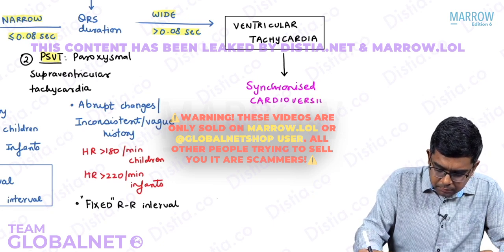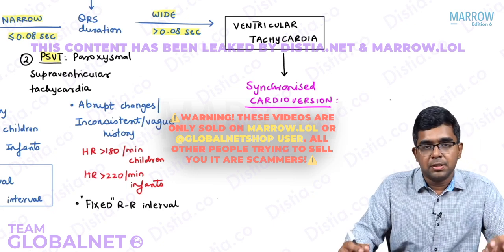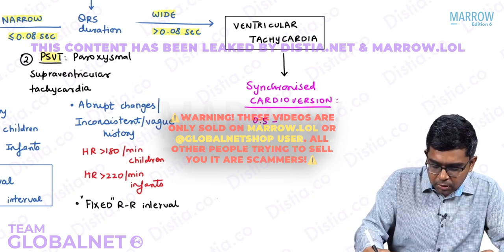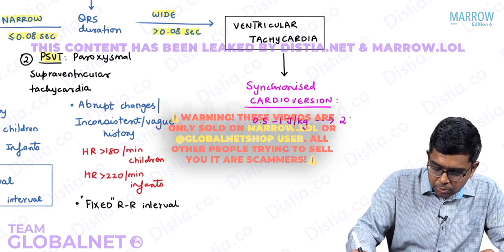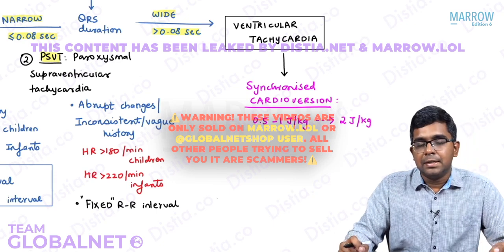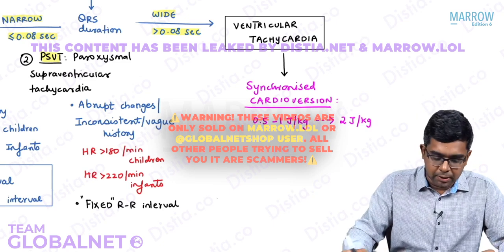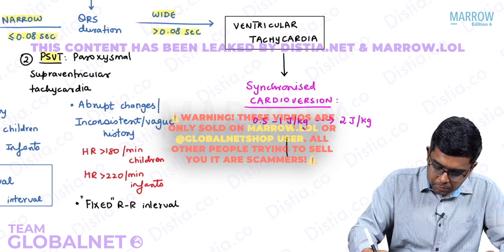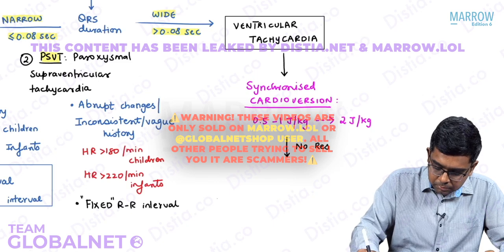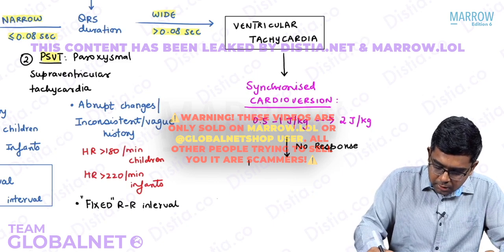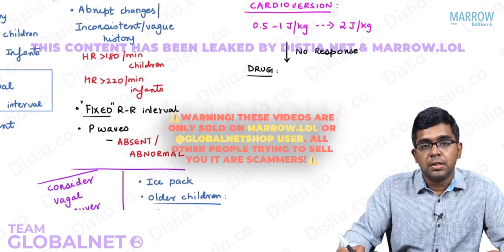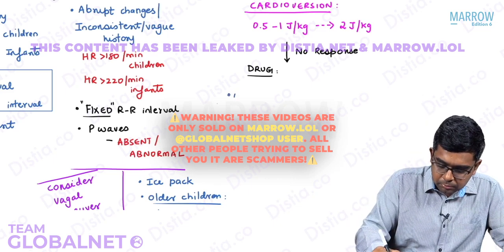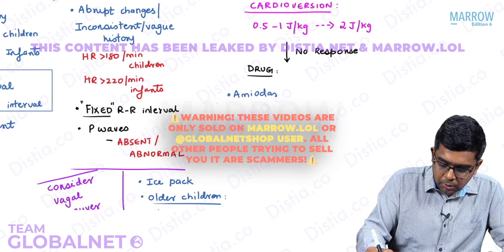Here again, the joules administration is the same. You start with 0.5 to 1 joules per kilogram. If there is no response, you can increase up to a maximum of 2 joules per kilogram. Okay, that is the treatment of choice in ventricular tachycardia. Suppose the patient is not responding to cardioversion, then you have to go for drug administration in cases of refractory ventricular tachycardia. The usual drugs which are administered are amiodarone, number 1, and number 2 is procainamide.